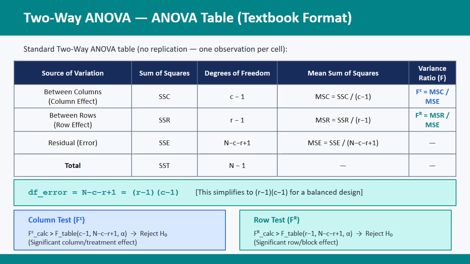Now for degrees of freedom, for columns it is going to be C minus 1. For rows it is going to be R minus 1, and for error it is going to be R minus 1 into C minus 1. Since here we are dealing with columns and rows, the degree of freedom for error will be slightly different from that of one-way ANOVA. Then we are going to compute the F value for columns, and then the F value for rows, and then we are going to compare each with the table values separately.